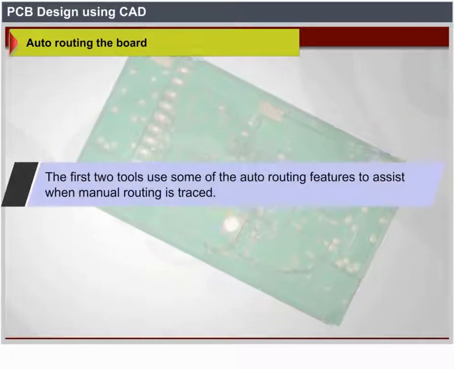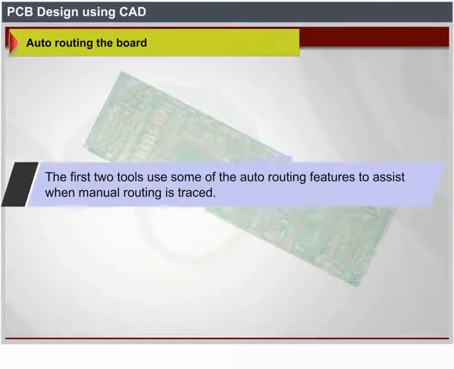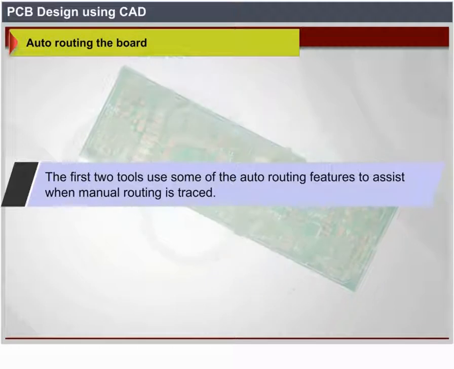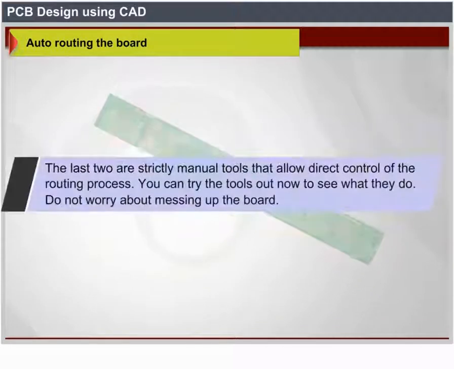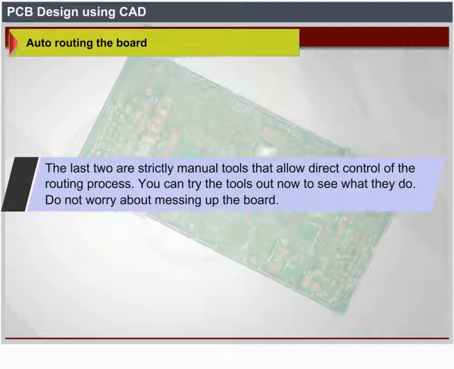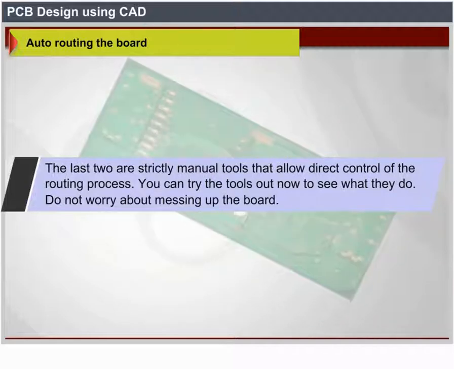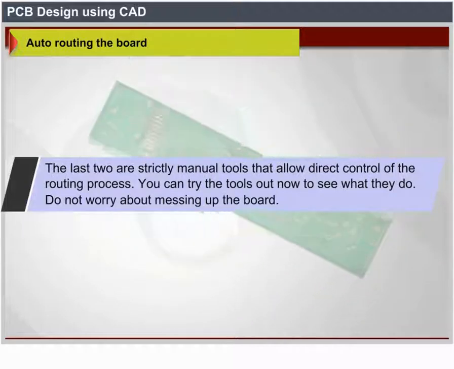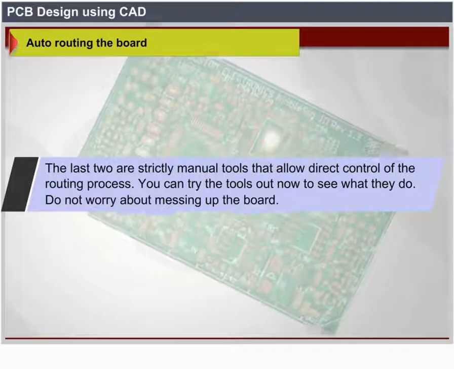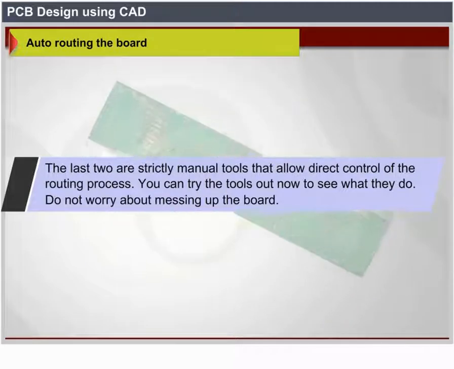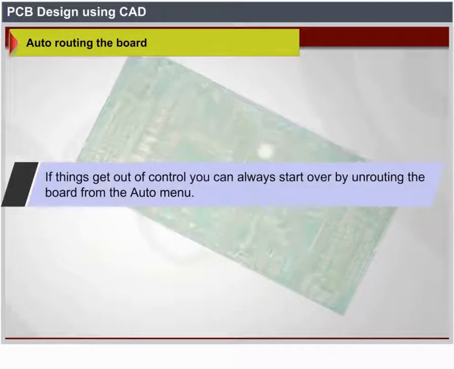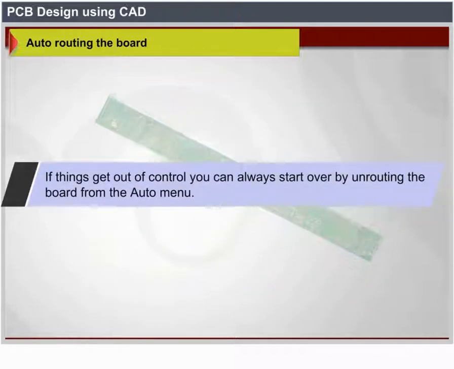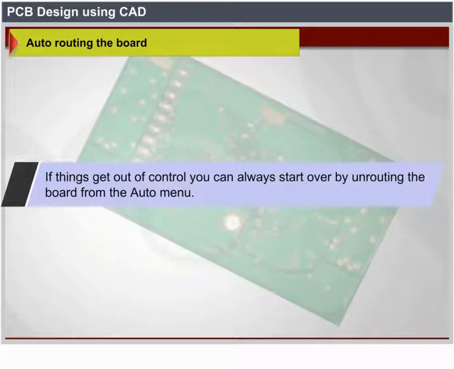Manual routing. The first two tools use some of the auto routing features to assist you when you are manually routing traces. The last two are strictly manual tools and allow direct control of the routing process. You can try the tools out now to see what they do. Do not worry about messing up the board. If things get out of hand, you can always start over by unrouting the board from the Auto menu.